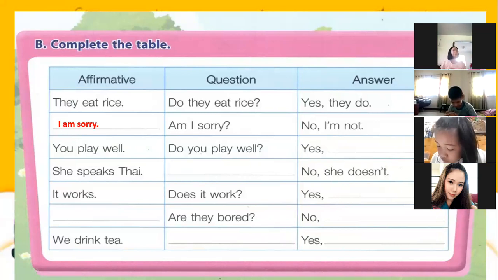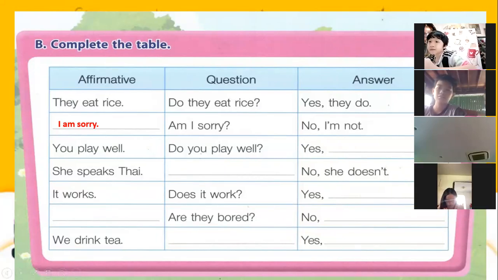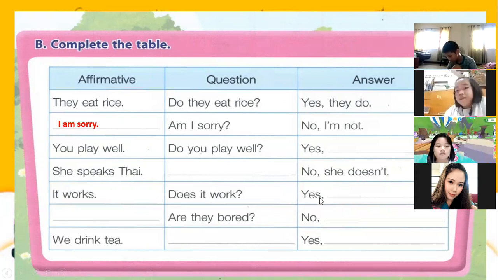Let me ask one student. Let me ask Nana. Do you play well? What will be the answer? Yes, I do. Yes, you do, right?